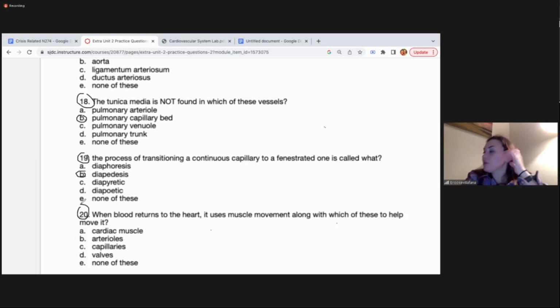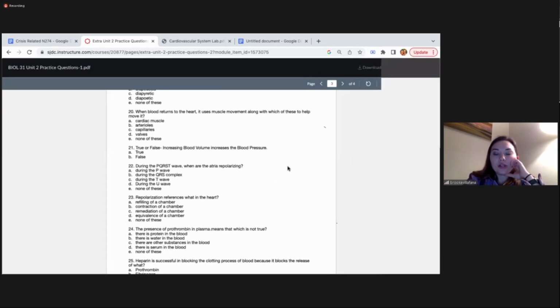All right, 20. When blood returns to the heart, it uses muscle movement along with which of these to help move it? Good. D, right? Valves. Valves bring blood back to the heart. All right, so I feel like that's a pretty good coverage of our cardiovascular content.